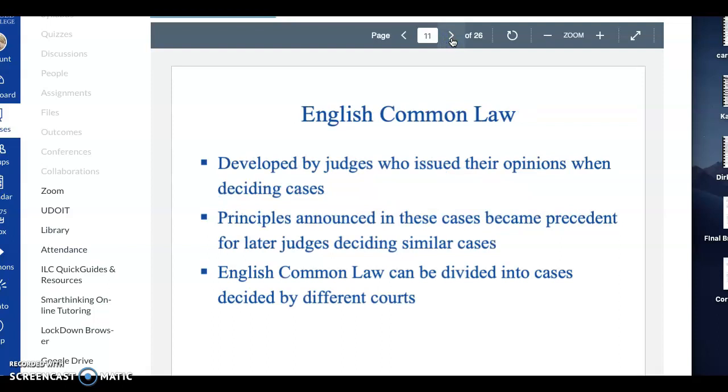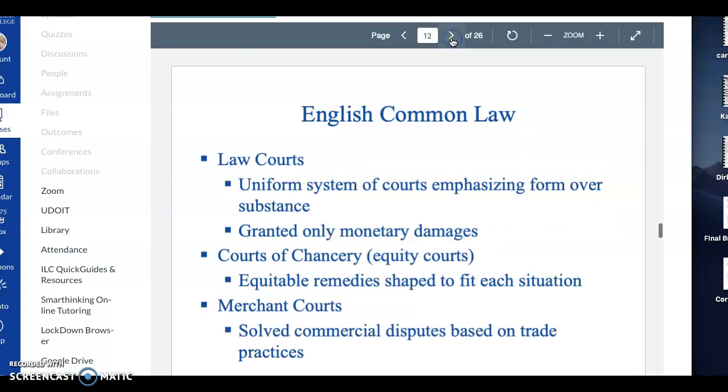English common law was a little bit different. Judges issued their opinions in deciding cases, and then they announced those cases and used them as what we call precedent for later judges deciding similar cases. So our judges today are actually bound by the laws that were created by judges on those same topics in the same judicial area. So if you're in the Ninth Circuit and there's a ruling within that Ninth Circuit on a case that you have, that would be precedent and used to make that decision.